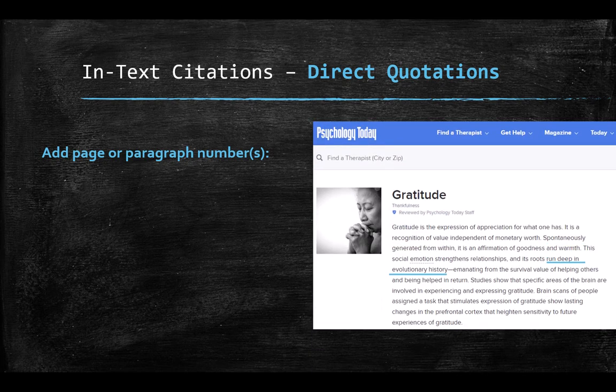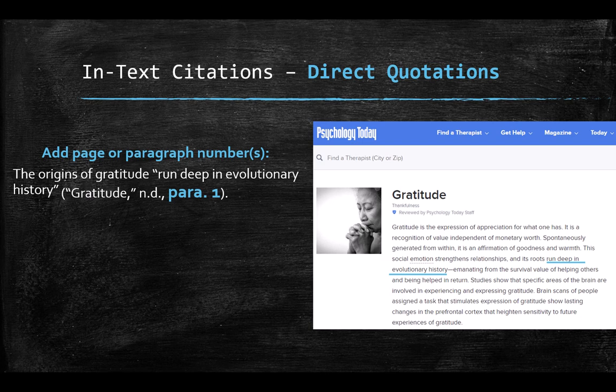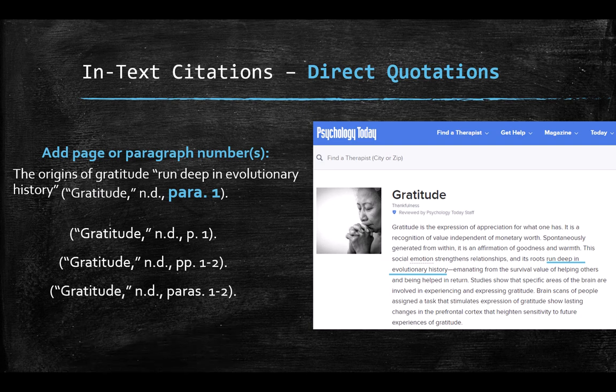Let's go back to this web page from Psychology Today. If you want to include this quote, "Run deep in evolutionary history," you would need to point your reader to that quote. So after the publication date, which in this case is N period D period, you would add a comma and then para period 1. Para is short for paragraph. If your source has page numbers, use P period instead of para period. If your quote spans multiple pages or multiple paragraphs, use PP period for multiple pages and paras period for multiple paragraphs. Then, use a hyphen to indicate the page range.